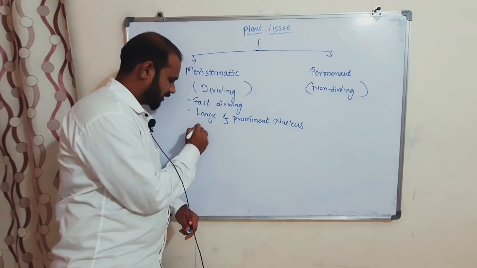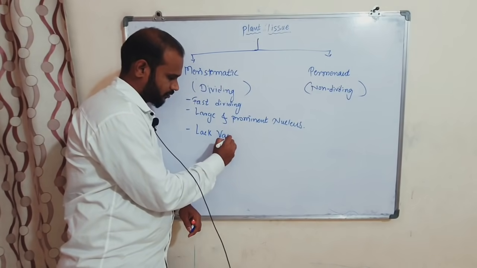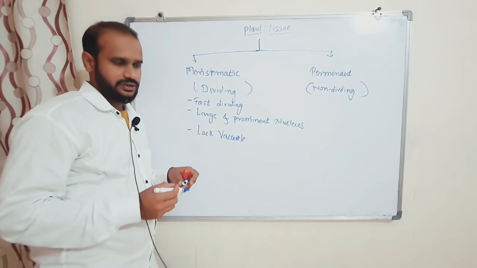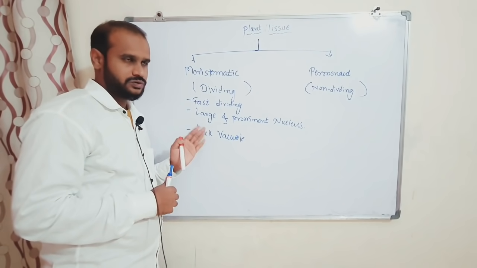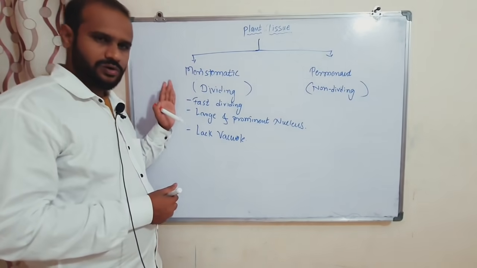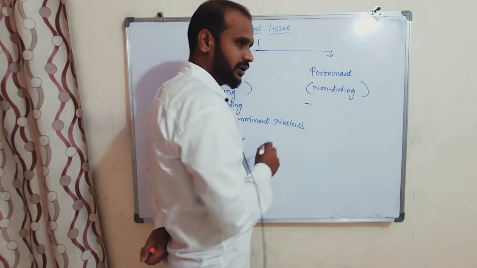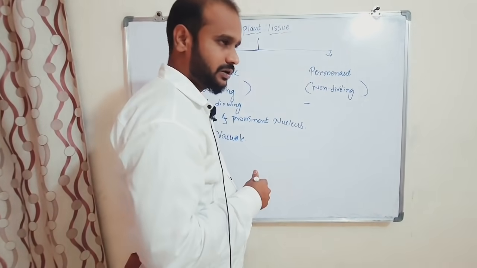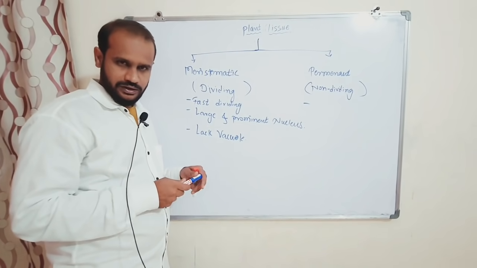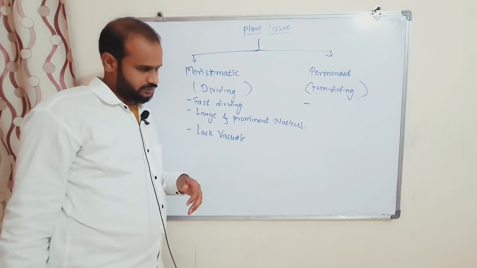And they lack a vacuole. Why? What is the function of a vacuole? They store food, but since these are fast dividing cells, they don't need to store food. They utilize the food as much as they divide, that's why they do not possess any type of vacuole. Permanent cells are non-dividing, meaning they have the ability to divide, but only whenever it is necessary. Only a few cells in permanent tissue can divide and the others are non-dividing. So let's move forward.